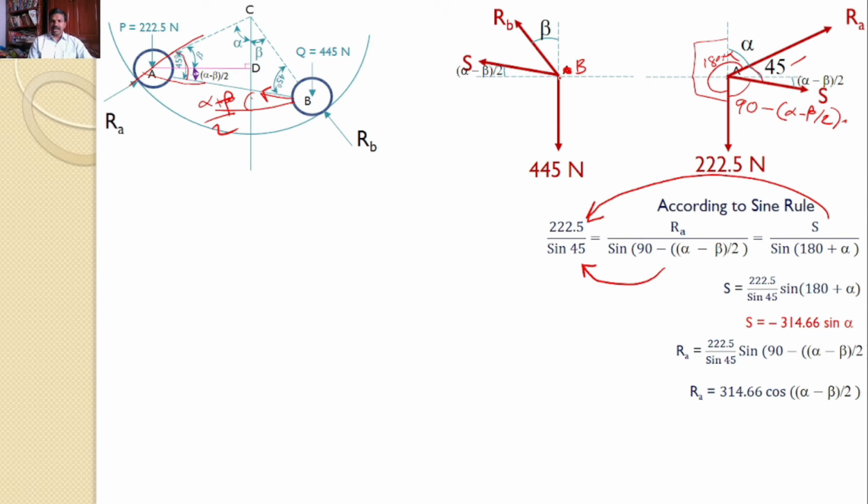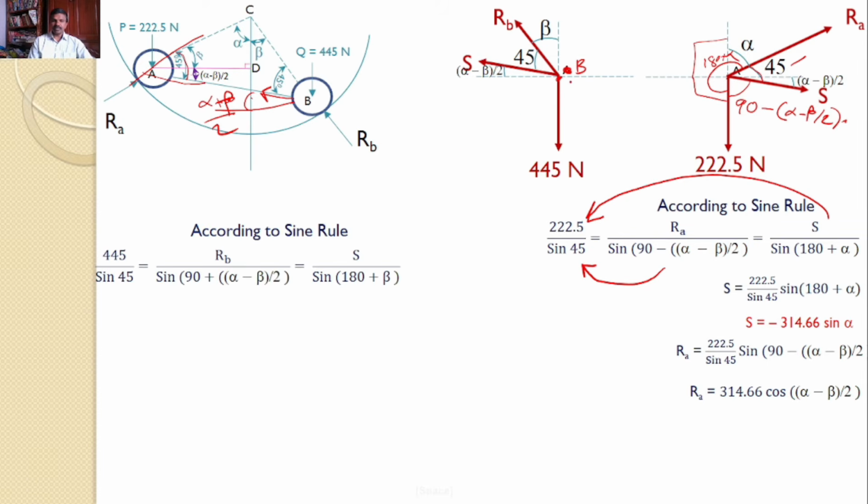Once again, there are three forces. All three forces are meeting at a particular point. So it is a concurrent force system and all three forces are divergent. Hence I can apply the sine rule. According to the sine rule, force 445 divided by sine of the angle between these two forces RB and S, which is 45. So 445 by sine 45 is equal to RB divided by sine of the angle between S and 445, this angle, which is alpha minus beta by 2 plus 90. So you can write 90 plus alpha minus beta by 2.